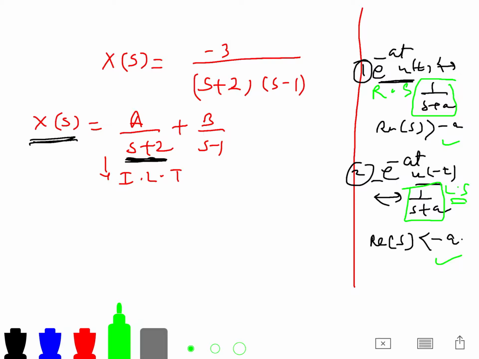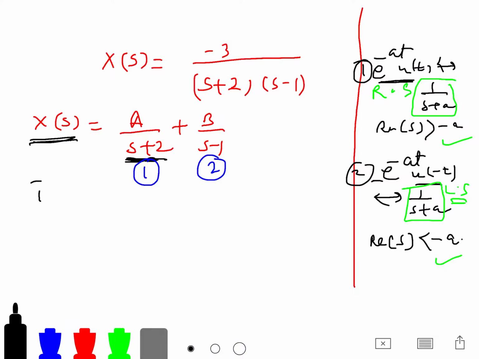So when you write the inverse Laplace transform, you do not know whether it is a left-sided sequence or a right-sided sequence. So you have to consider both the conditions, right? The consideration will be done in this manner. Let us suppose this is your first term, and this is your second term.